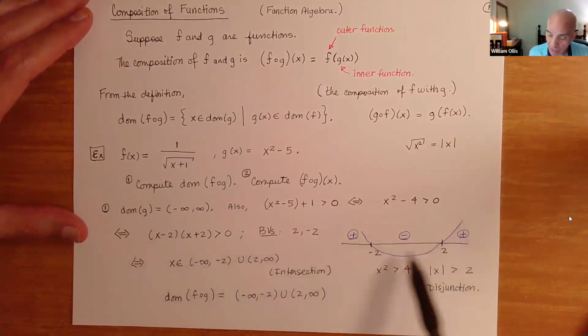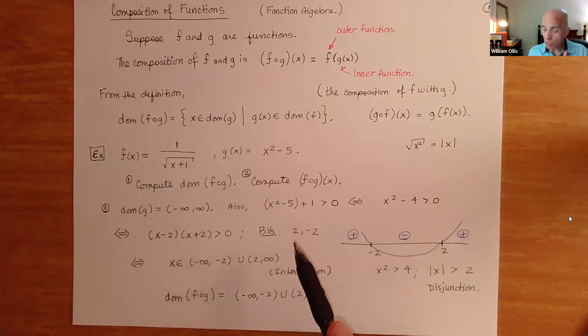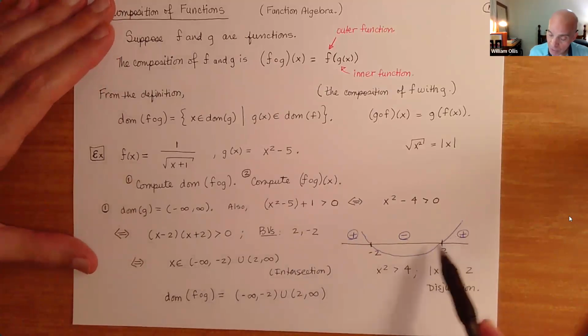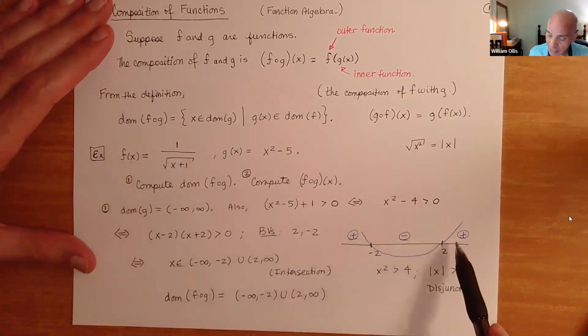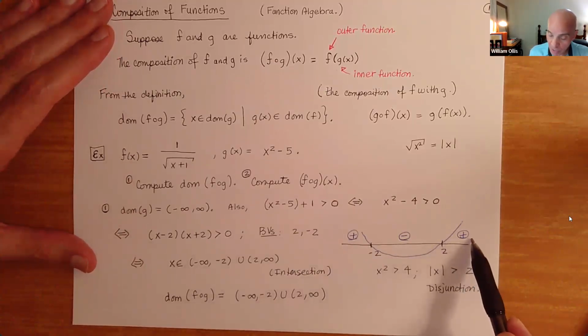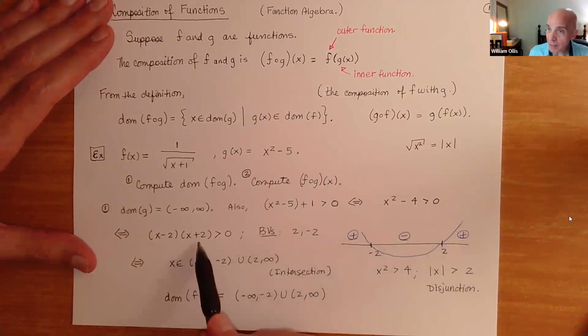And then, at the 2 and the negative 2, with odd multiplicity, we must cross, so we go from positive to negative, negative to positive. So now we can see that for this region, greater than 2, we have the positive. And for this region, less than negative 2, we have the positive, which will satisfy this.